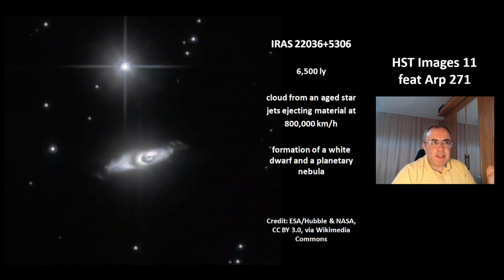This is a picture of IRAS 22036+5306 at a distance of 6,500 light years. This is a cloud from an aged star. The star is ejecting material at a speed of 800,000 kilometers per hour. We are witnessing the formation of a white dwarf and a planetary nebula around the white dwarf.